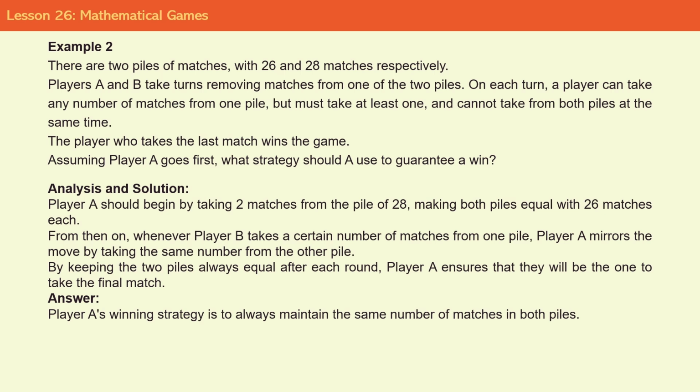Player A should begin by taking 2 matches from the pile of 28, making both piles equal with 26 matches each. From then on, whenever player B takes a certain number of matches from one pile, player A mirrors the move by taking the same number from the other pile. By keeping the 2 piles always equal after each round, player A ensures that they will be the one to take the final match. The answer is player A's winning strategy is to always maintain the same number of matches in both piles.